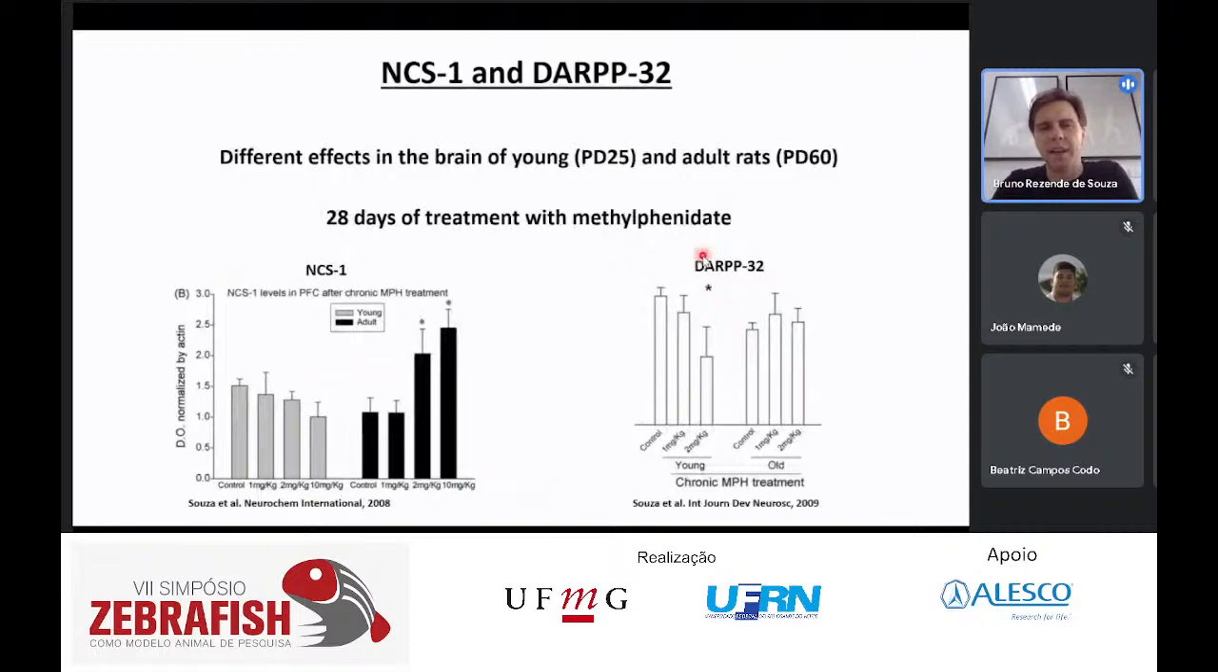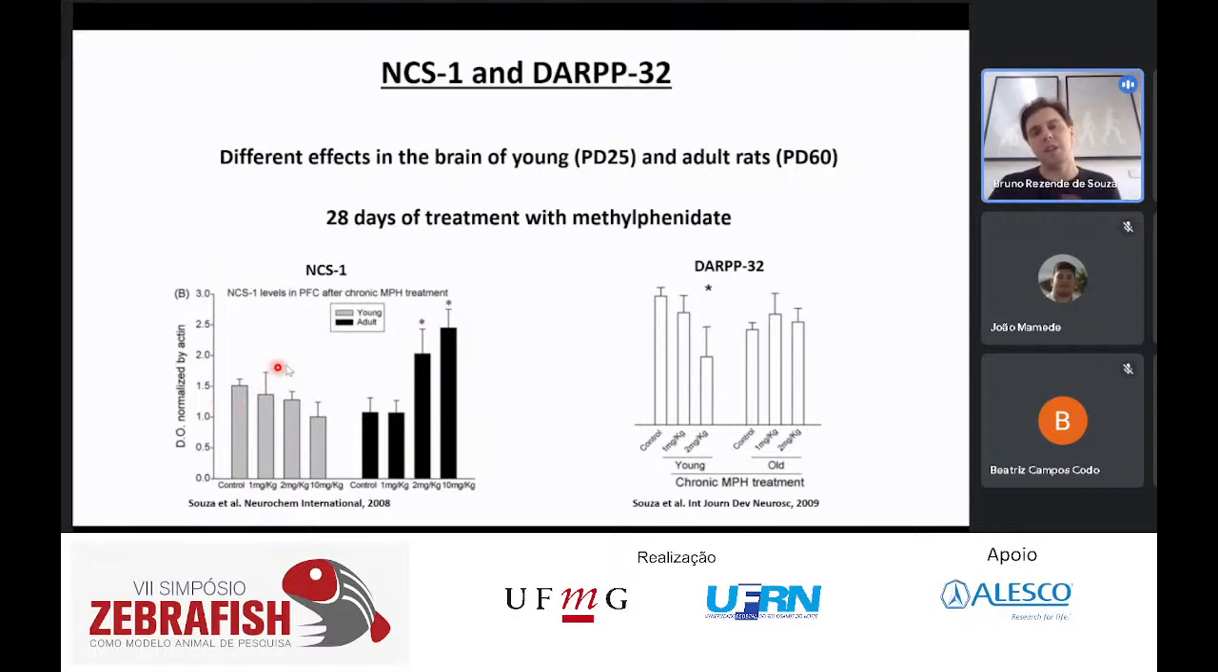So with that, I got a little bit frustrated, as usual, as any scientist, and with frustration, we get new ideas. In one data from another study that we were performing as well, we checked the effects of methylphenidate in the brain, treating young rats and adult rats with methylphenidate for 28 days. And what we saw is that when the rats are adult, they have an increase of NCS1 with the treatment with methylphenidate, but not the young rats.